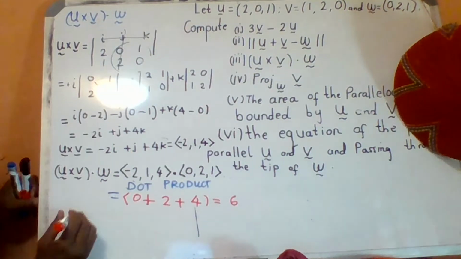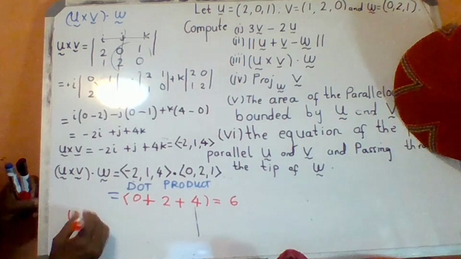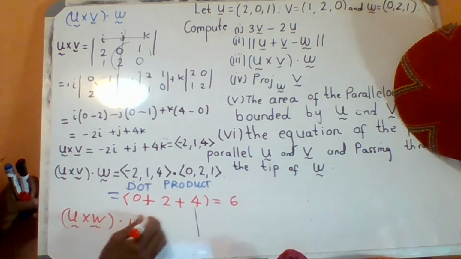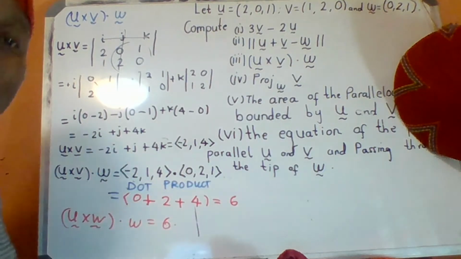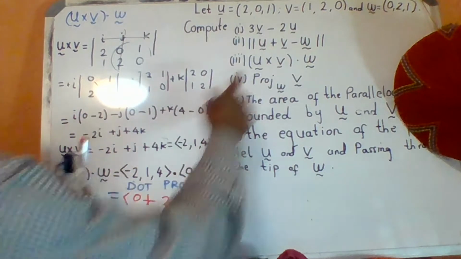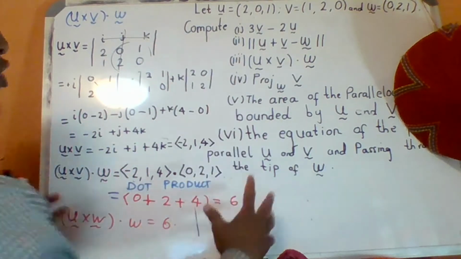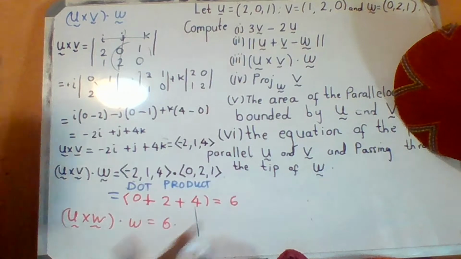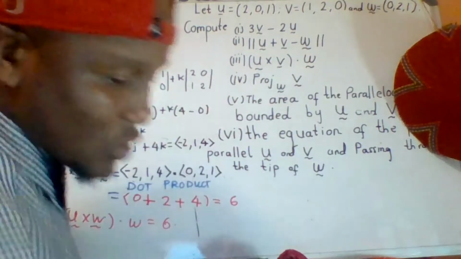So that's going to be solution equal to 6 for the parallelepiped. So when you say u cross v dot w, it is equal to 6. So we go for the next one.